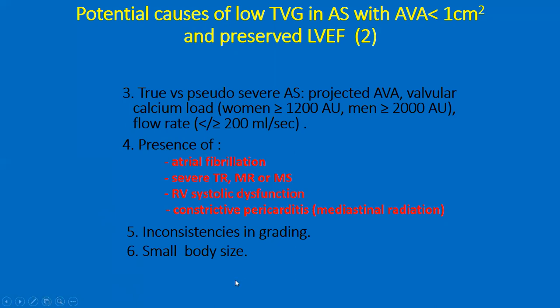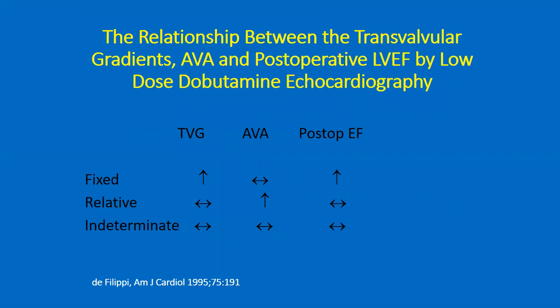Inconsistencies in gradients we discussed in the first lecture, in which, if you remember, actually 1 centimeter square valve area corresponds to 27 millimeter mercury mean gradient and not to 40. Small body size was cited also as a cause for this discrepant values between gradients and valve area.